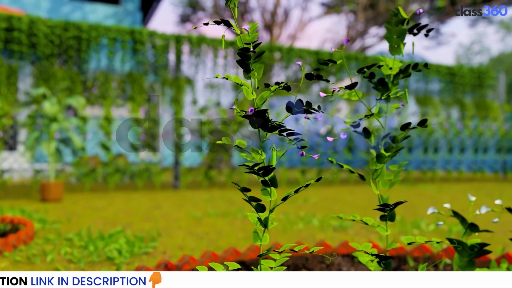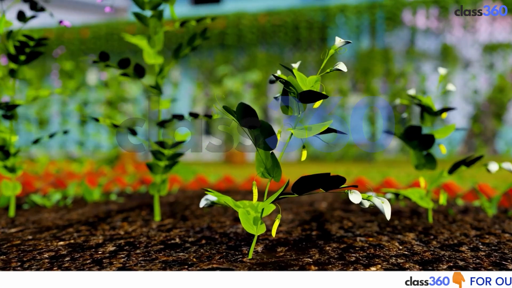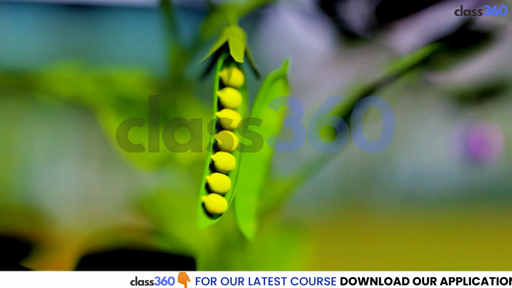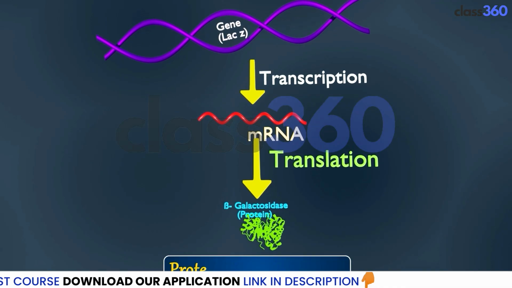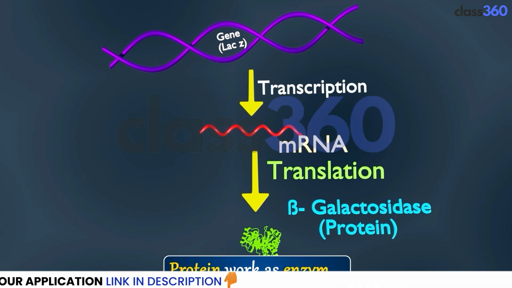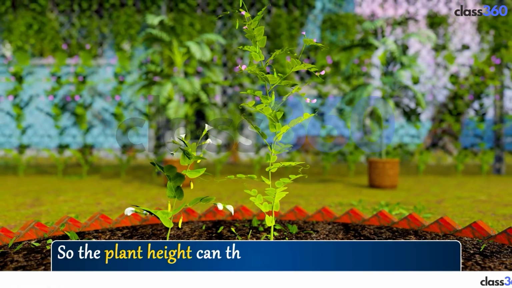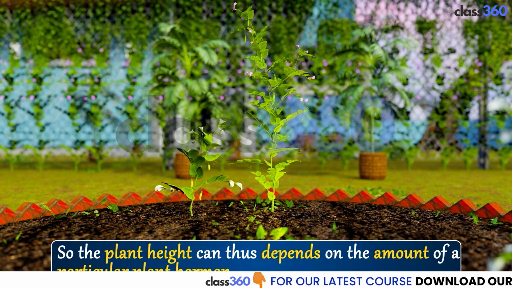That means tallness is because of protein. Dwarfness is also because of protein. The round and wrinkled seeds are because of proteins. The proteins may work as enzymes. So the plant height can depend on the amount of a particular plant hormone.